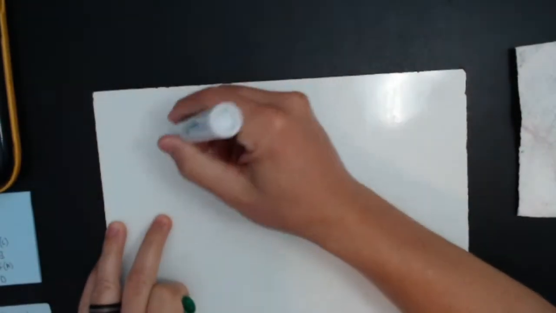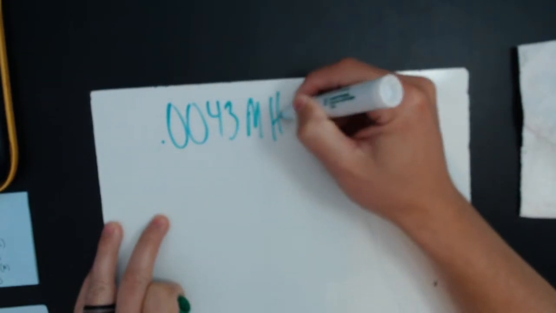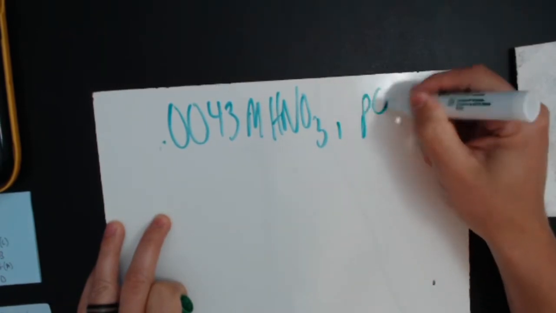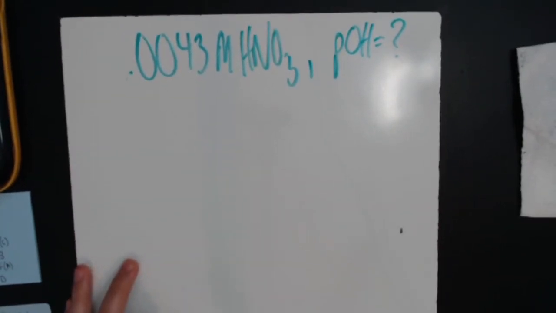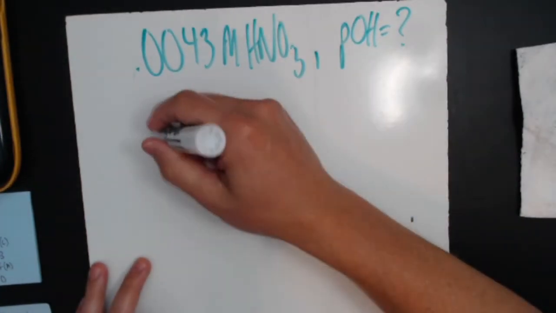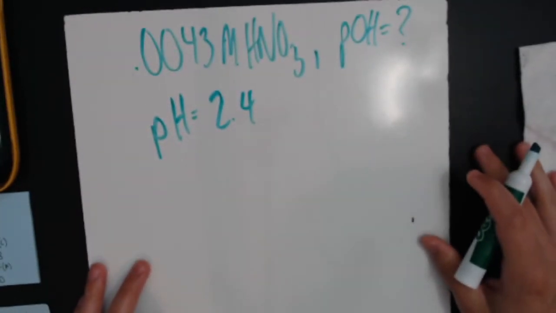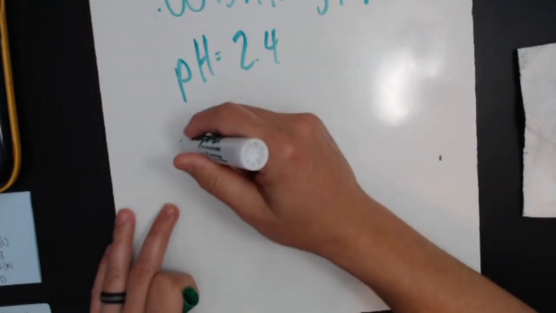So again, we're using 0.0043 molar HNO3, and we're looking for, this time, pOH. Well, if we hadn't done the first problem, this would be a little bit more complicated, but we already did the first problem. In the first problem we figured out that the pH of this solution is equal to 2.4. So we already know what the pH of this solution is. So finding the pOH of this solution should be pretty easy, because we're going to use this equation.